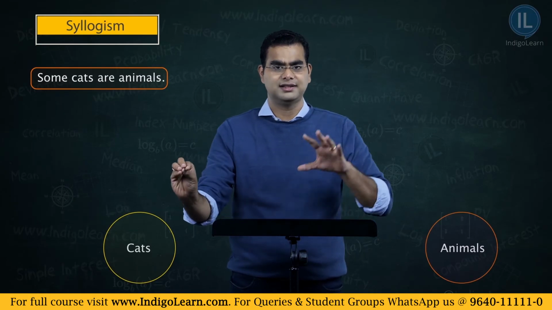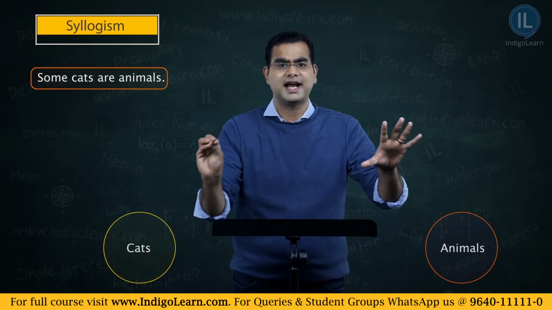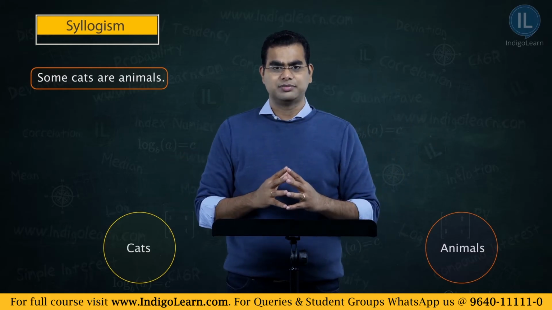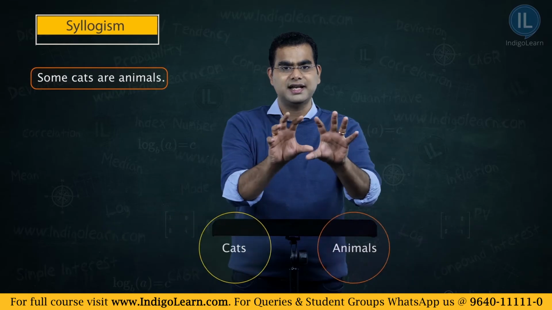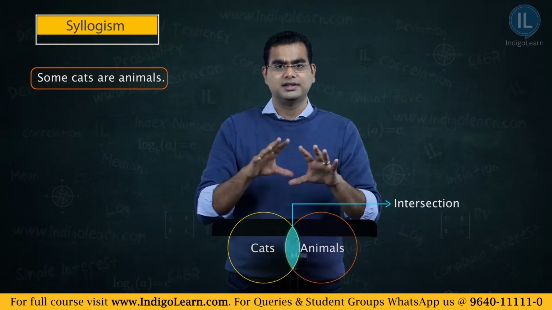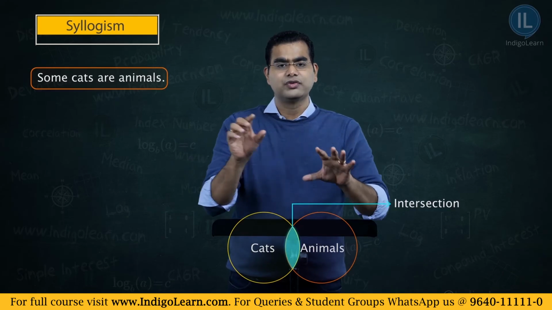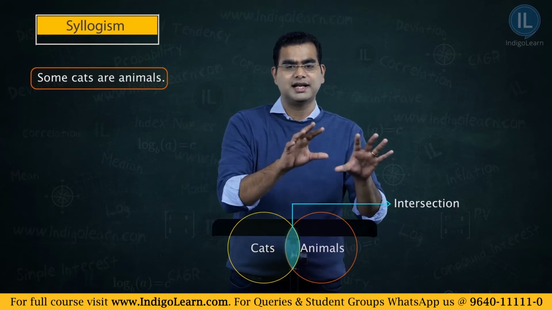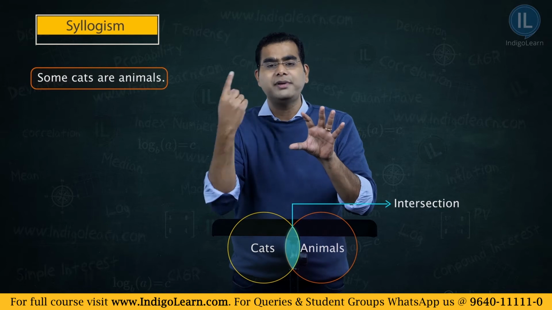There are some cats, there are animals, some of these cats are animals. Now, what does this mean? This actually means that there is an intersection. That is, there is a group called animals, there is a group called cats, there are some which are here in between. Those cats are animals and there are some which may be outside.